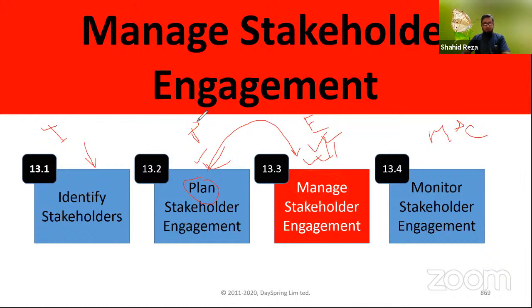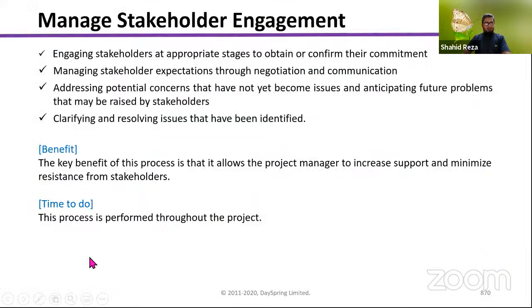Okay. So let's see what the responsibilities of this process are. Engaging stakeholders at appropriate stages to obtain or confirm their commitment as per the engagement plan, managing stakeholder expectations through negotiation and communication, addressing potential concerns, clarifying and resolving issues that have been identified related to stakeholders. So all these are the scope of this process, manage stakeholder engagement. All are actually following the plan and executing as per the requirement of the stakeholders.